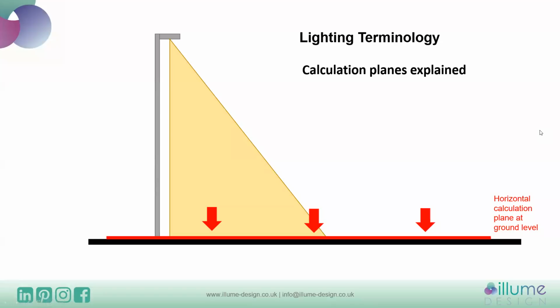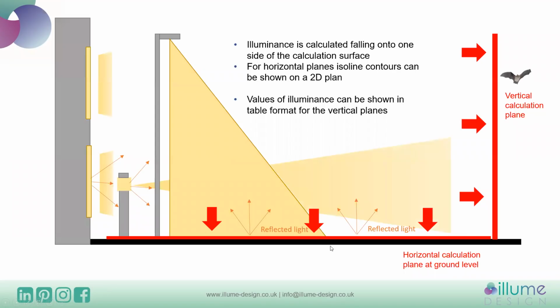So when we talk about calculation planes, you're probably all very familiar with lux contour plans, which provide a horizontal calculation plane on the ground, and this captures light hitting the ground. But what the new guidance really places importance on is also considering vertical calculation planes. So thinking about what's happening at the height that bats are flying, which might be sort of 1.5 to 2 meters for greater or lesser horseshoe bats.